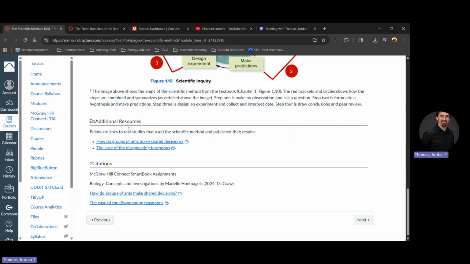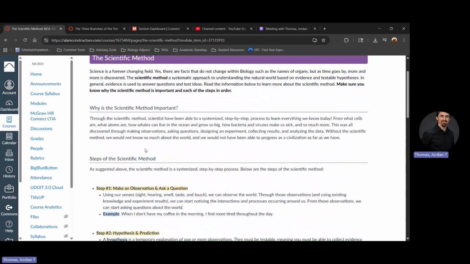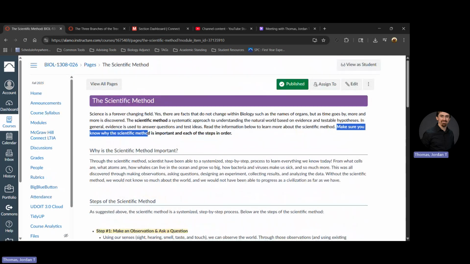And lastly, here are some additional resources that I want you to look at. These are both very simple examples of using the scientific method in real life. Very simple where you can see the scientific method being used, the parts, the steps of it, and how something went through the peer review process. So just wrap up this content page. Make sure you understand why the scientific method is important, and make sure you know each step in its order.